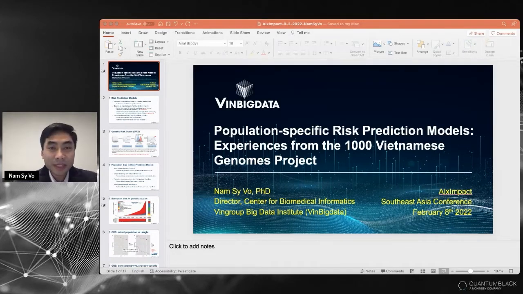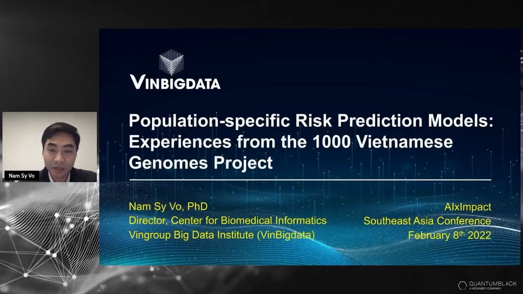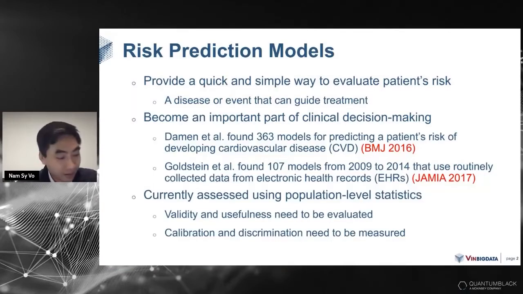So, risk prediction models provide a quick and simple way to evaluate patients' risk for a disease or event that can guide treatment. So it becomes an important part of clinical decision making. Damen Ao found more than 300 models for predicting a patient's risk of developing cardiovascular disease. And also Goldstein found more than 100 models from 2009 to 2014 that use routinely collected data from EHR.